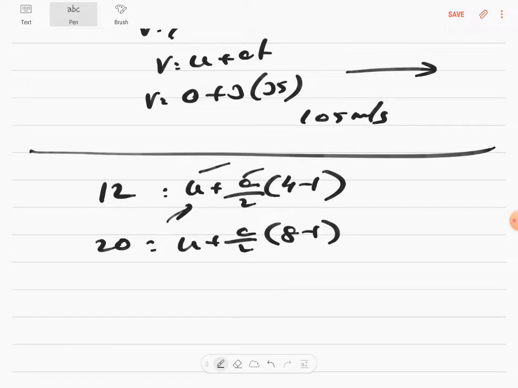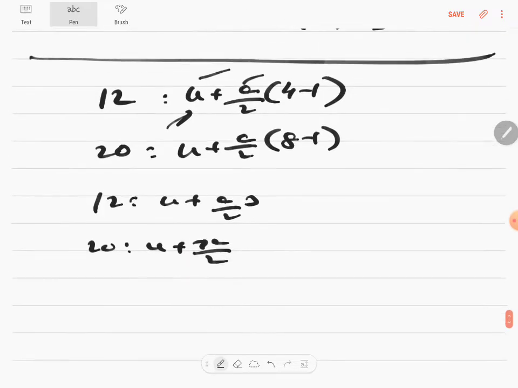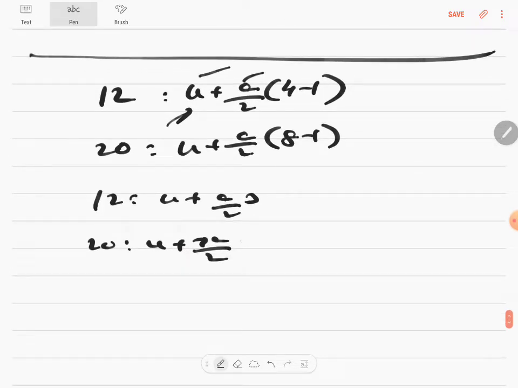So then you know how to solve it. I don't have to do it, right? Or you want me to do it? Let's do it here. 12 is equal to u plus a into 3 by 2, and this is 20 is equal to u plus 7a by 2. Correct? Then you can cross multiply.